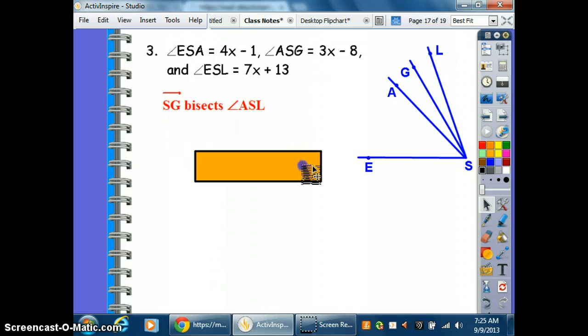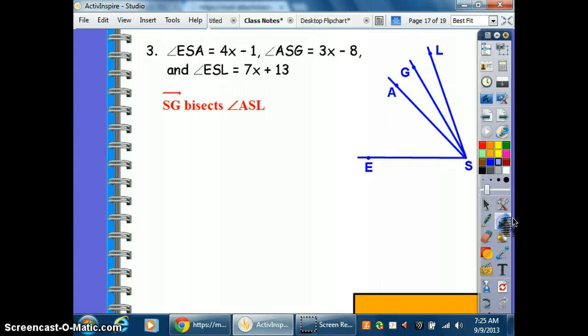First of all, I didn't tell you this, but SG bisects this angle ASL. So we'll mark the angles congruent. Okay, and then we'll fill in the information. ESA is 4x minus 1. This angle ASG is 3x minus 8. We also know this one is 3x minus 8. And the whole angle ESL equals 7x plus 13.